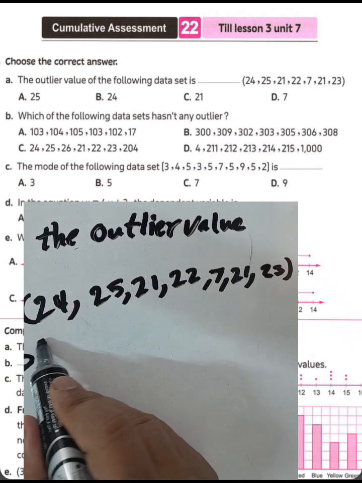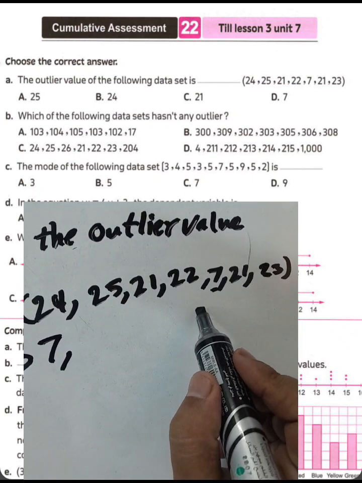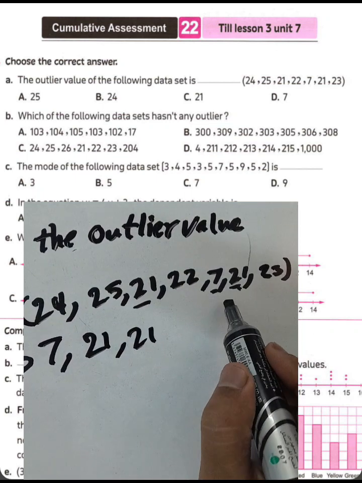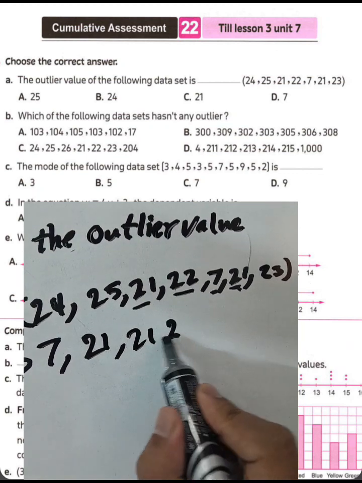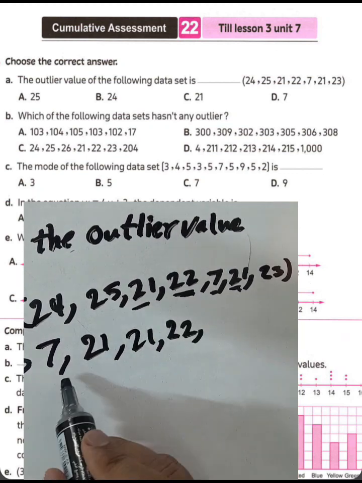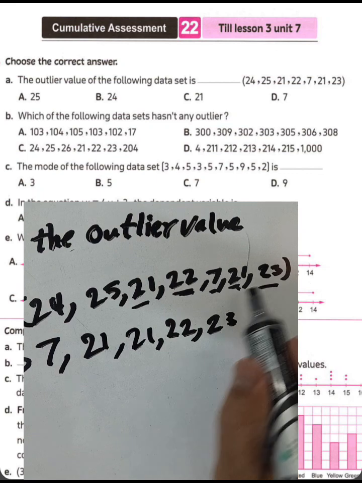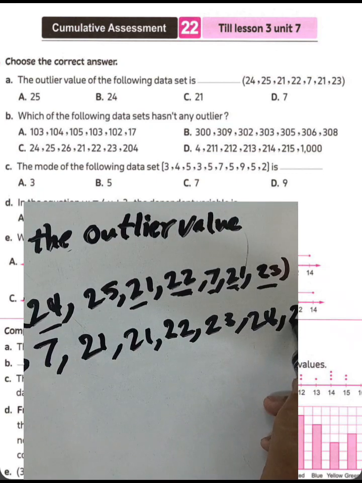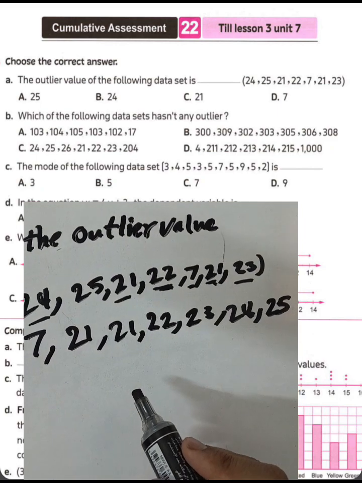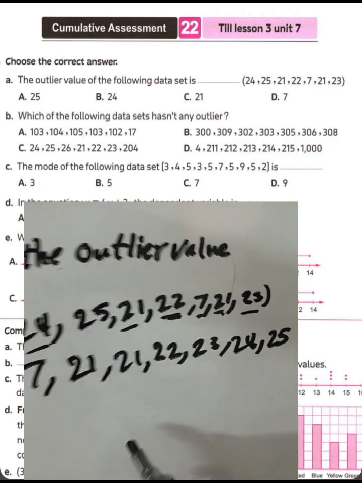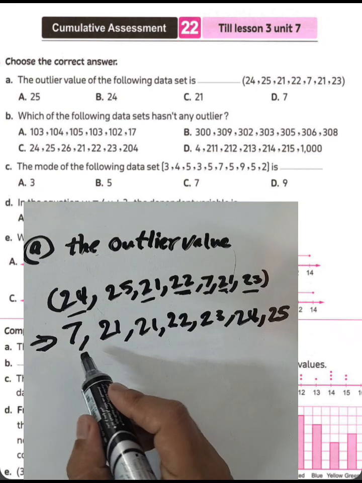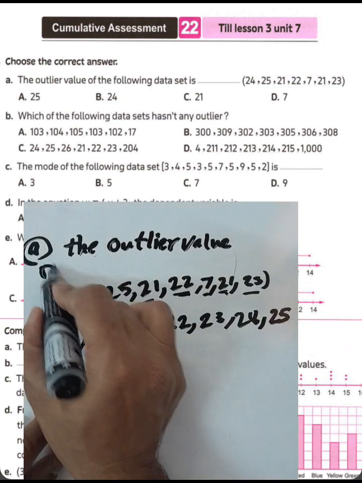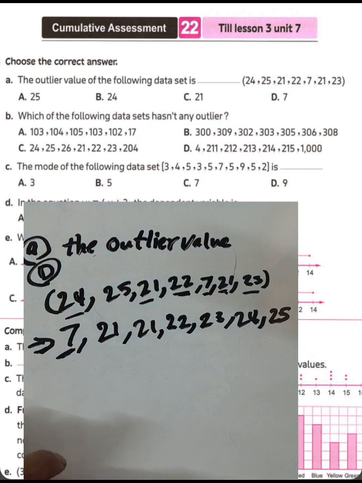Write 7, and then 21, 21, 22, 23, 24, 25. Then the outlier value, it will be what? It will be 7. You must choose 7. Choose letter D about question letter A.